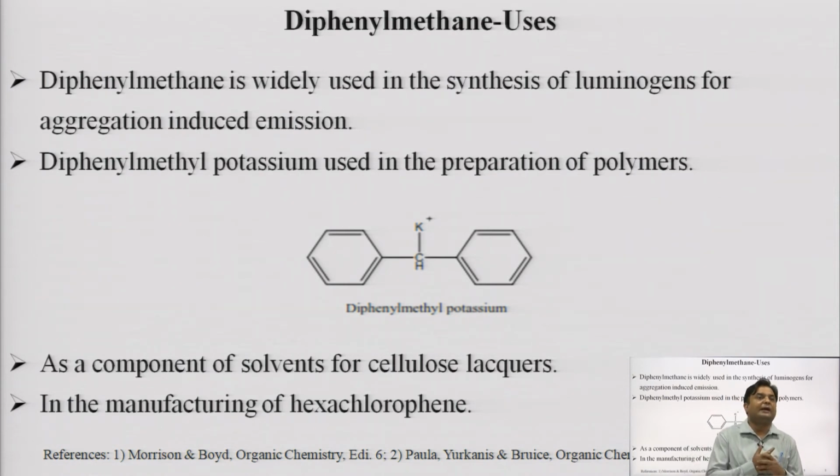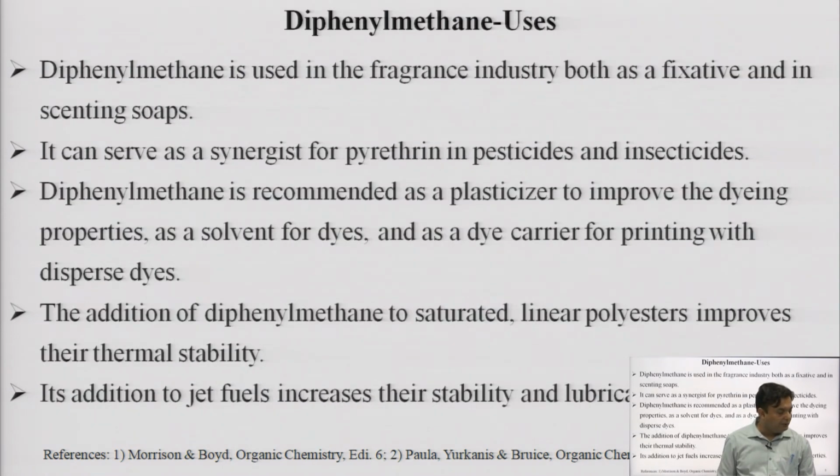Actually, what are the cellulose lacquers? Cellulose lacquers are compounds which are prepared by solubilization in the alcohols, and they are used to prevent wood or metal from corrosion. So, they are applied to the metals or wood. The alcohol is dried out and the thin layer of the organic compounds will stick to wood and metal, which prevents the corrosion of those woods and metals. Then it is also used in the manufacturing of hexachlorophene, an important molecule.